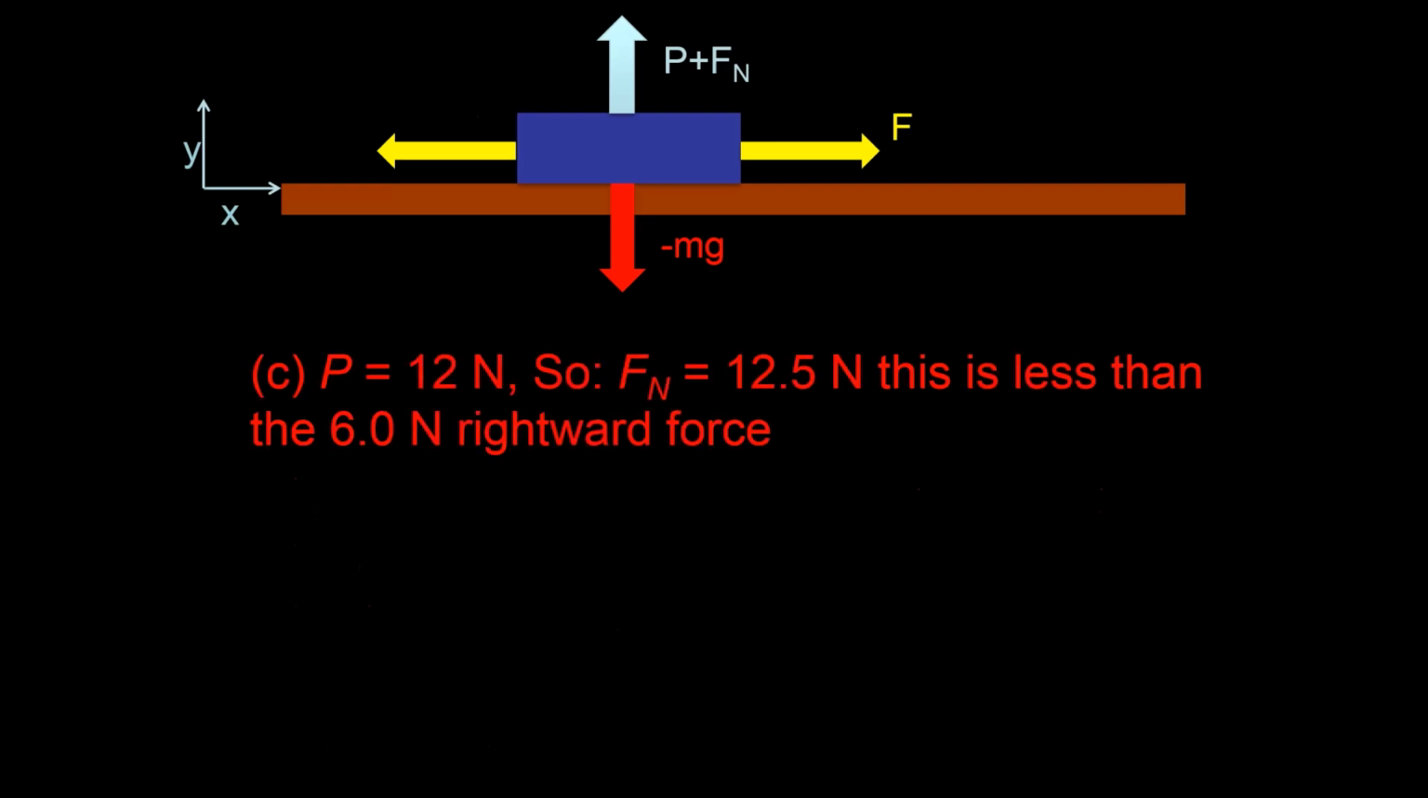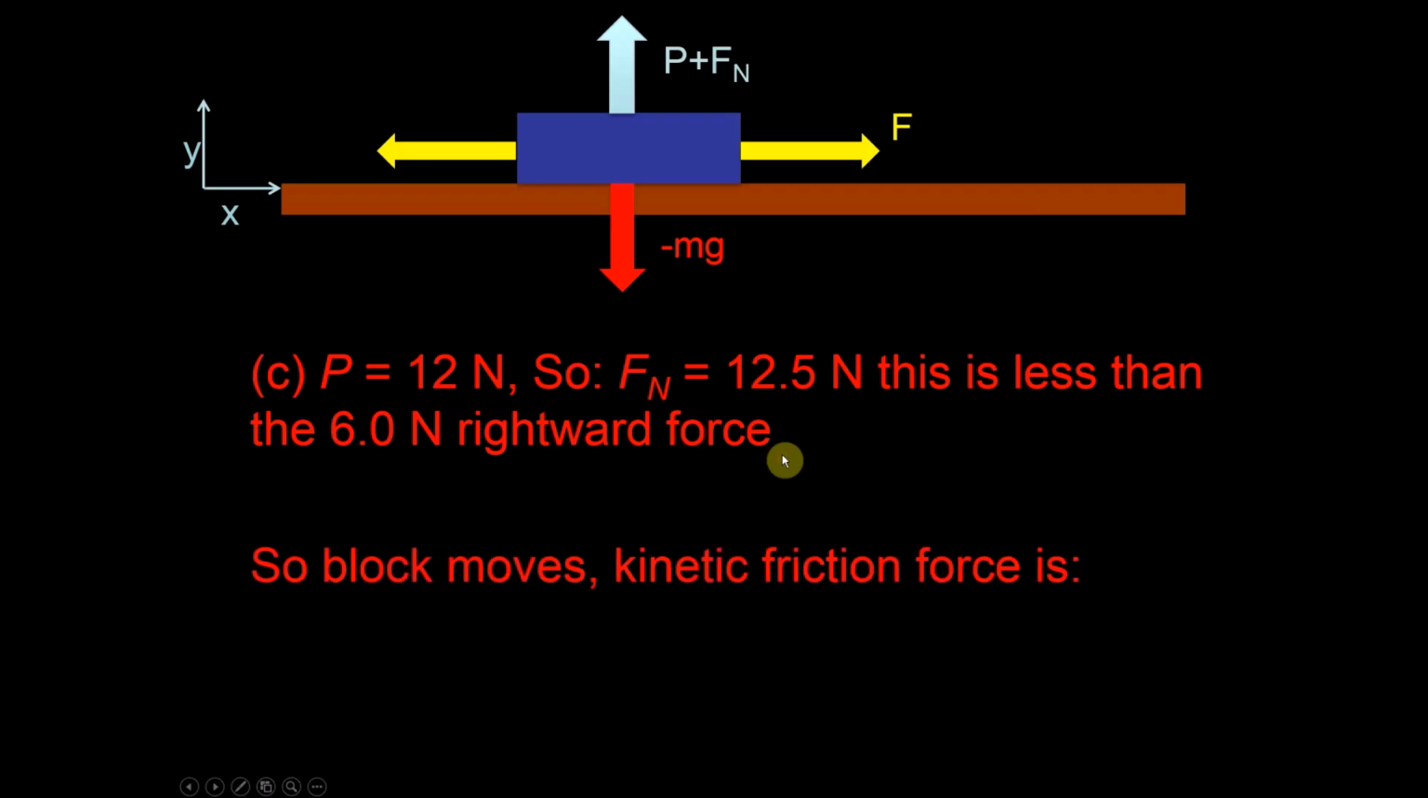Now P is equal to 12 newtons. So in this case, Fn is equal to 12.5. So this is far less than the 6 newton rightward force now. So if we actually look at the kinetic frictional force, Fk will be mu N, which will be 3.1 newtons. So our normal force is 12.5 here. So this is going to be mu times 12.5 and give us 3.1.